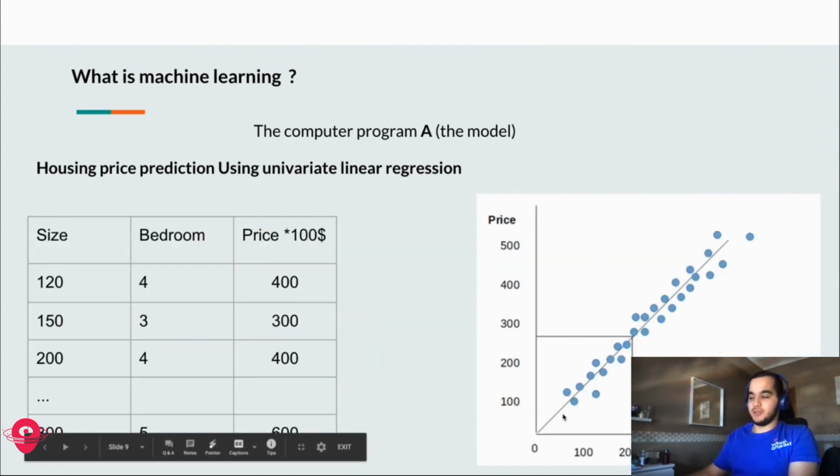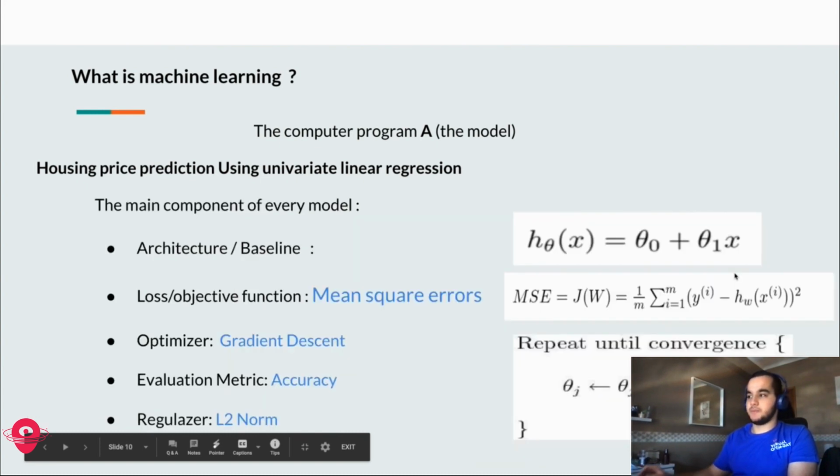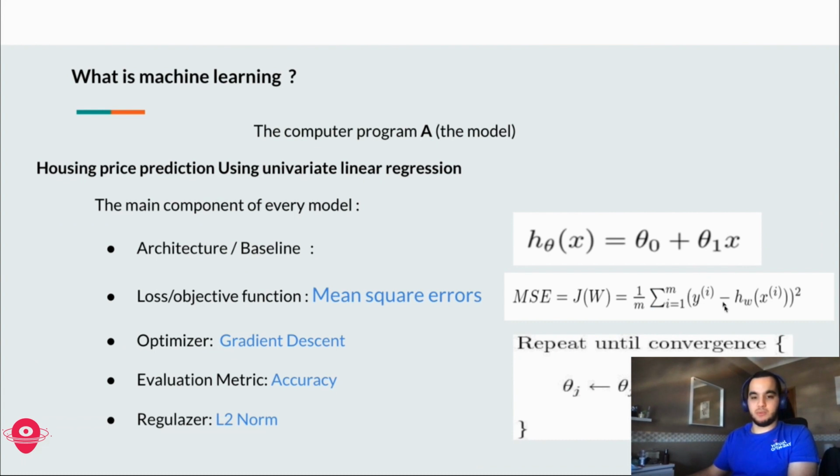So imagine you define your baseline as being 0 slope and 0 intercept. So it's going to be basically here. And the mean square error is going to show the mean distances between each data point here and our baseline. And that's how we define our objective function. So that's basically what this term is saying.